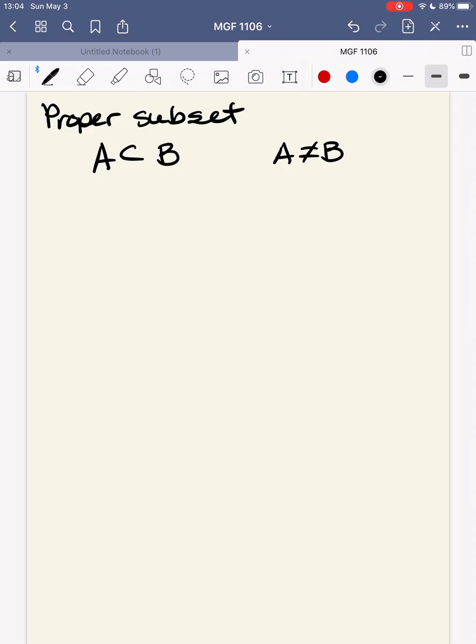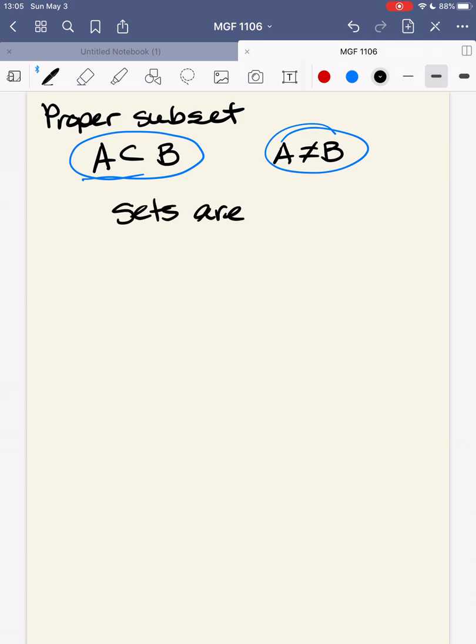Okay, if A is a proper subset of B, we go ahead and we write it like this. If A is a subset of set B, but not equal to, we of course write this. Okay. A proper subset, sometimes the sets are not the same. In fact, a lot of the times, that is what happens.